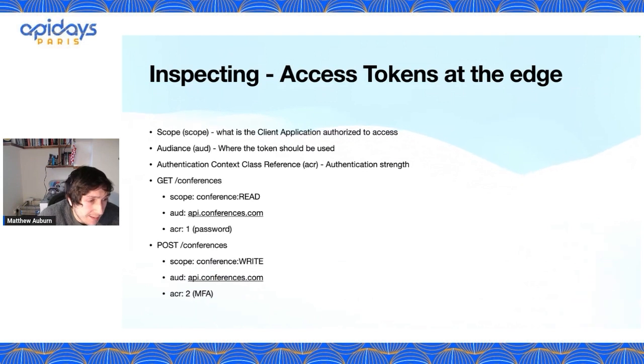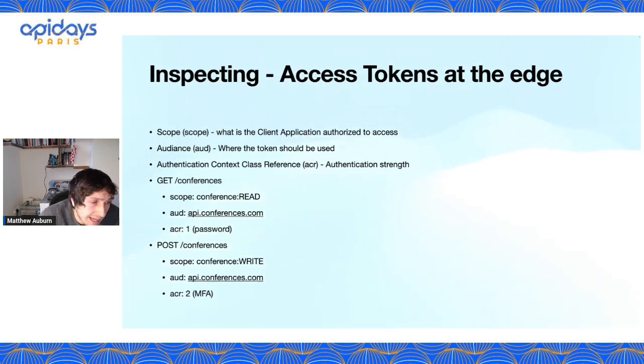So the scope claim it would contain would be conference read. So if the client sent this access token to the conference endpoint on the GET request, it would say, yep, that's fine, the scope value is good. But if it sent it to the POST conference endpoint, it would then reject that request because it would say, well, you don't have conference write. You as the application haven't been given that permission.